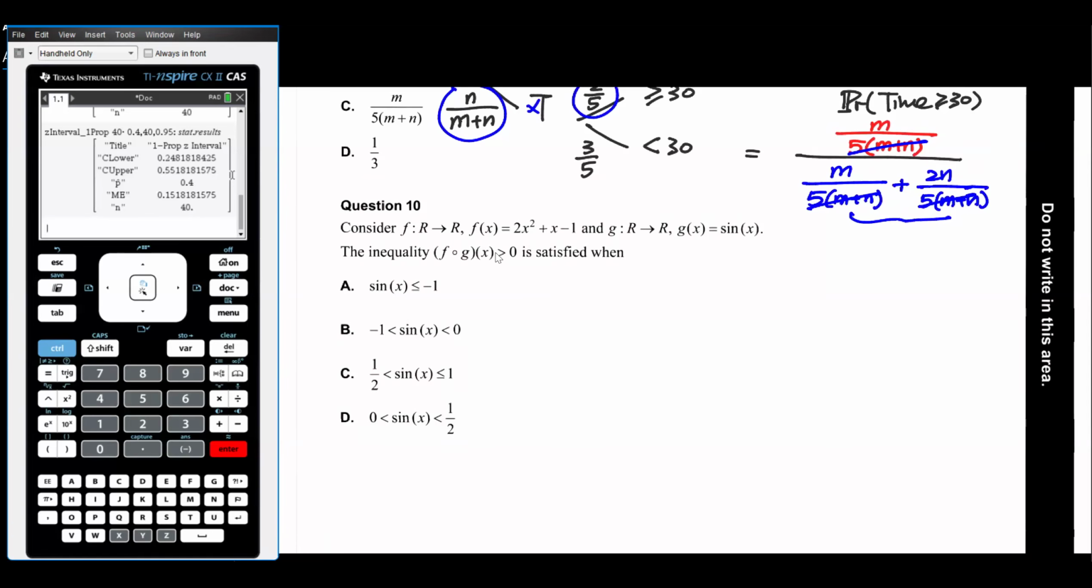Okay, consider f of g of x greater than 0. F of x, let's draw a diagram. 2x squared plus x minus 1. So you can see this is a nice quadratic, and if I change this value to 1, you can see it's cutting through minus 1 and the middle of 0 and 1.